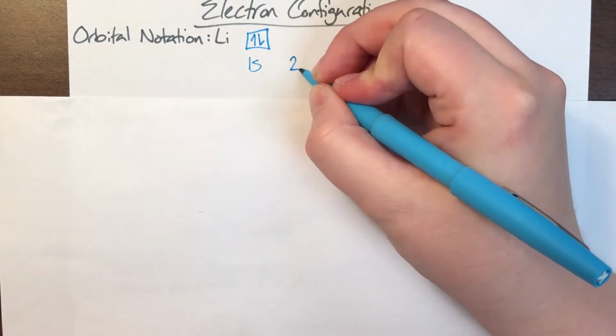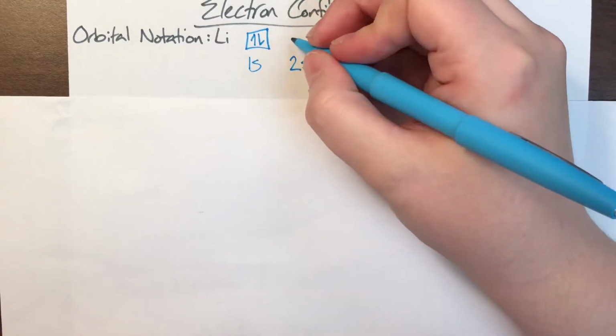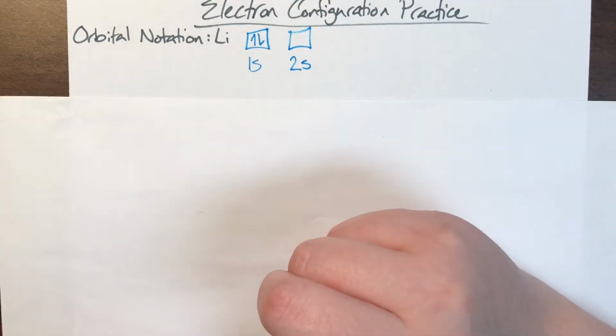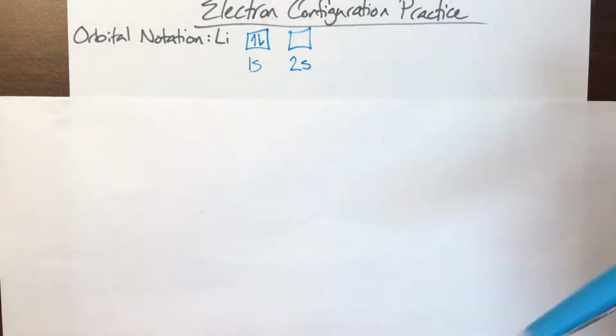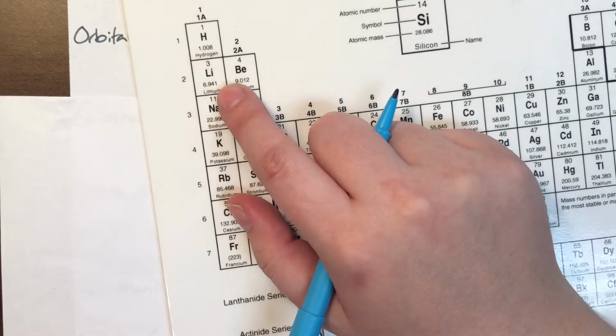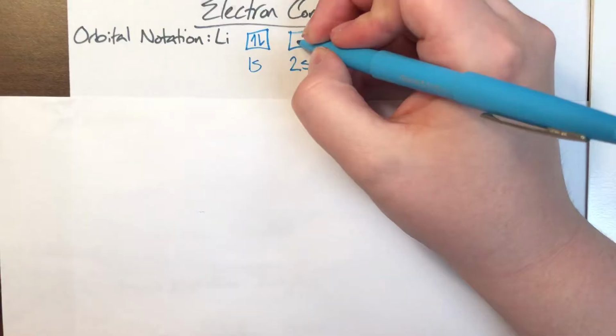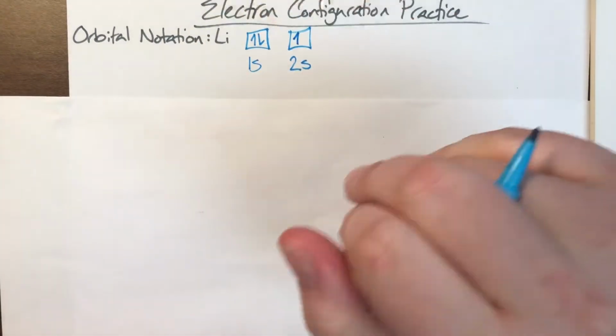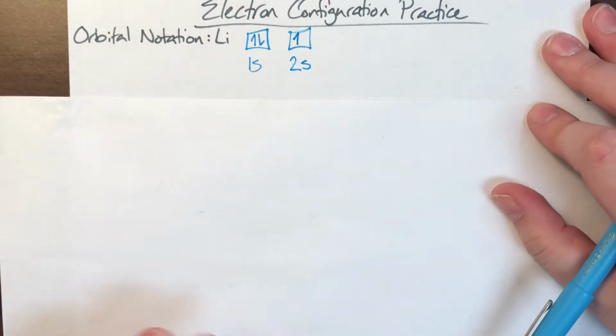That 3rd electron is going to live in the 2s block. The s block still looks like one box. But since I only have one electron inside of that s block, I only have to draw one electron, and then I'm done with the orbital notation for lithium.